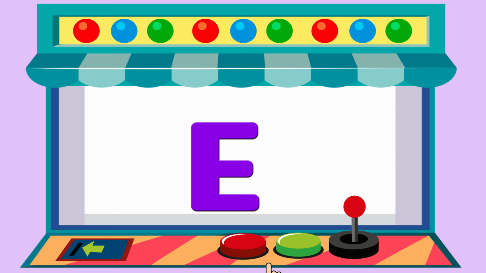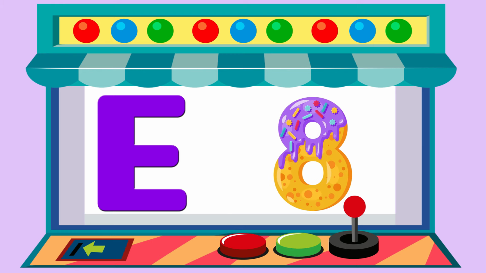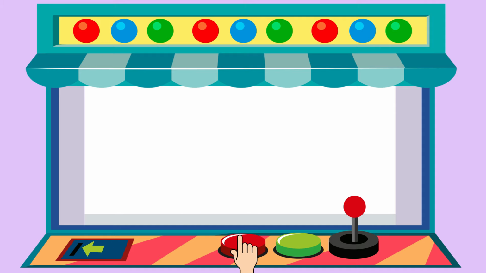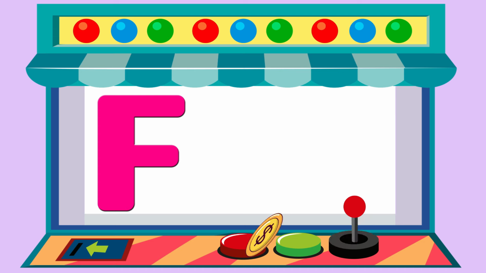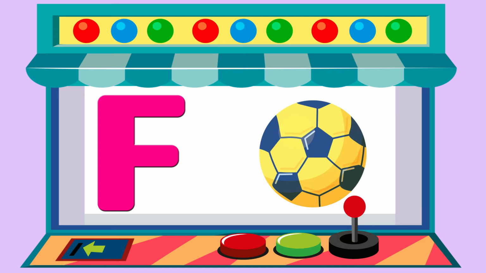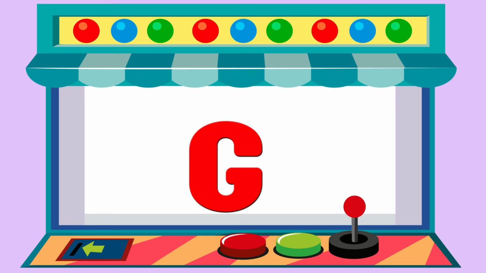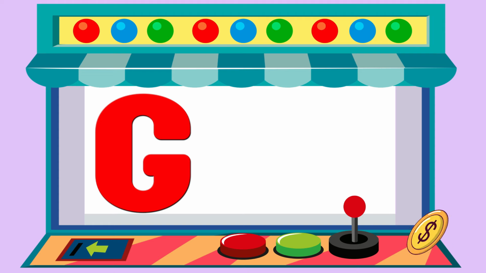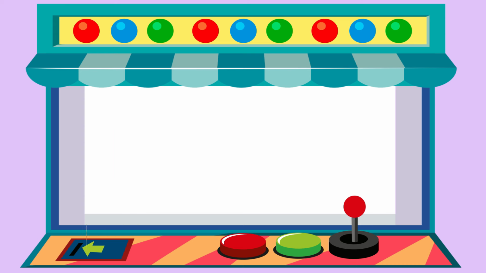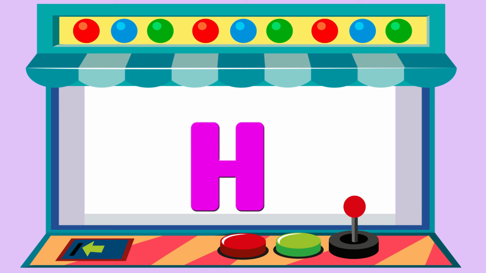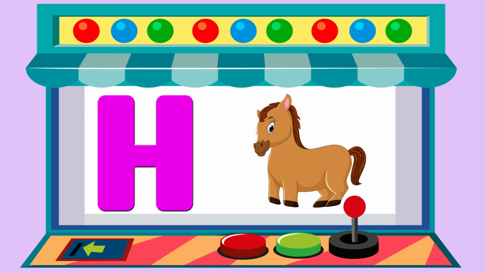E. E for eight. F. F for football. G. G for girl. H. H for horse.